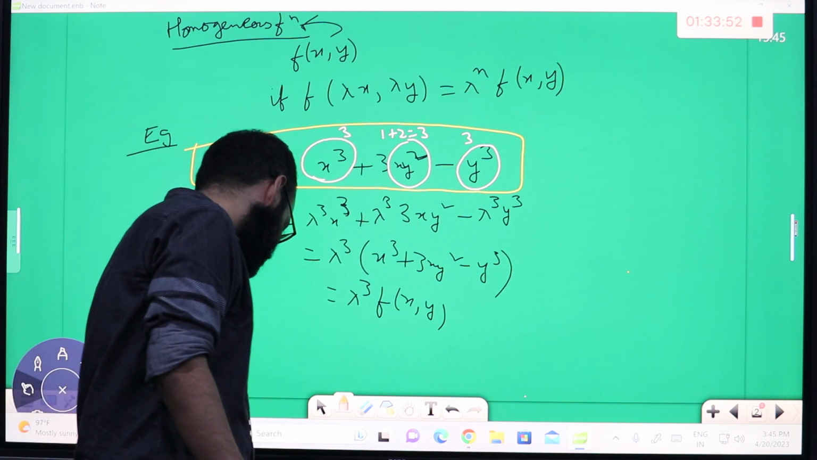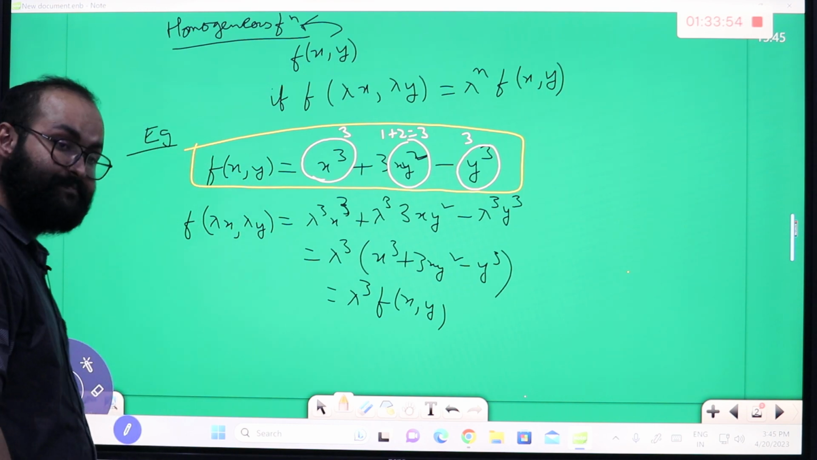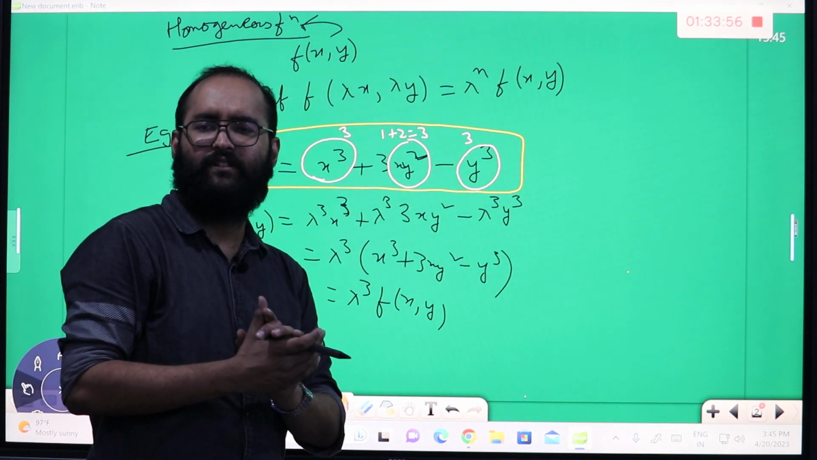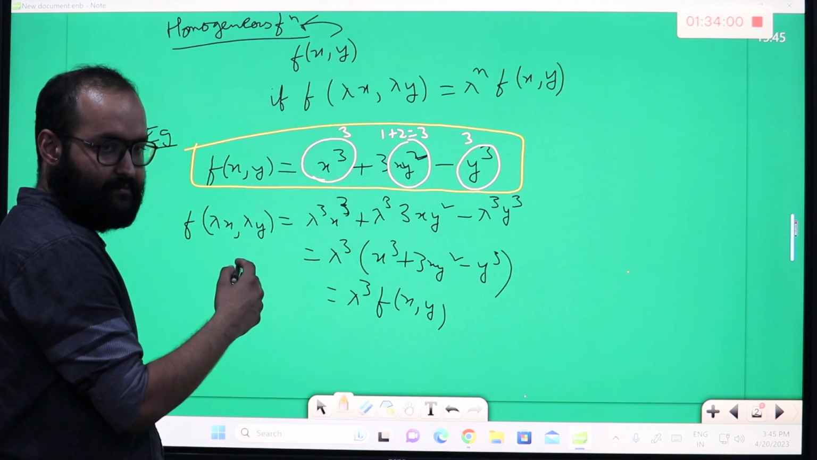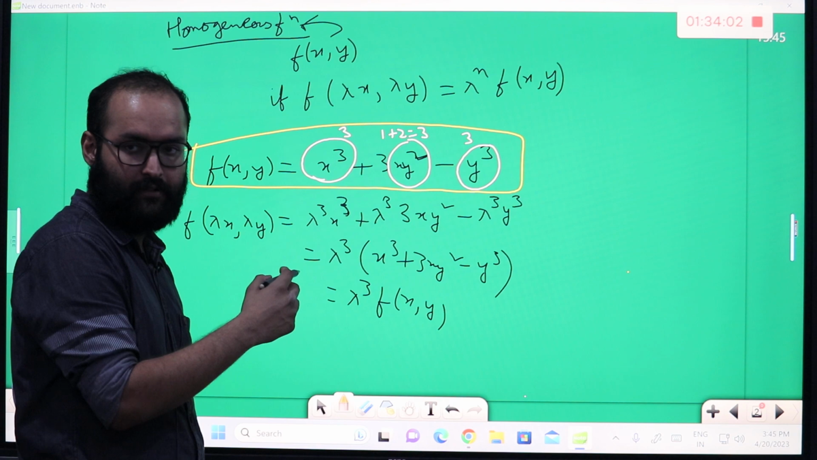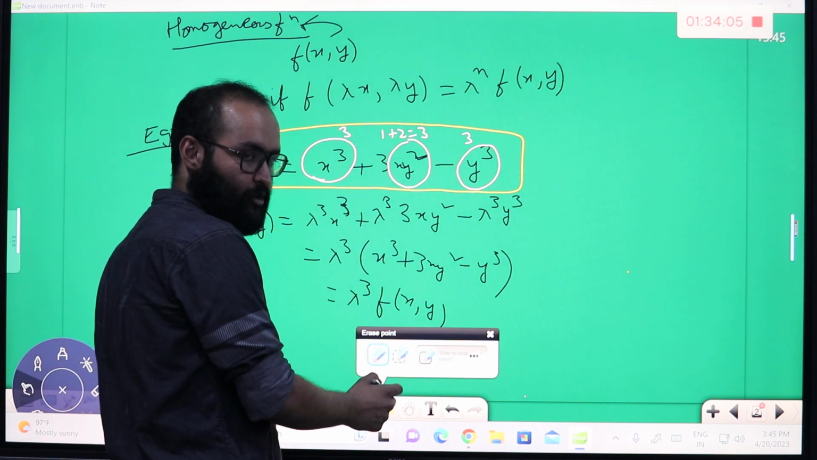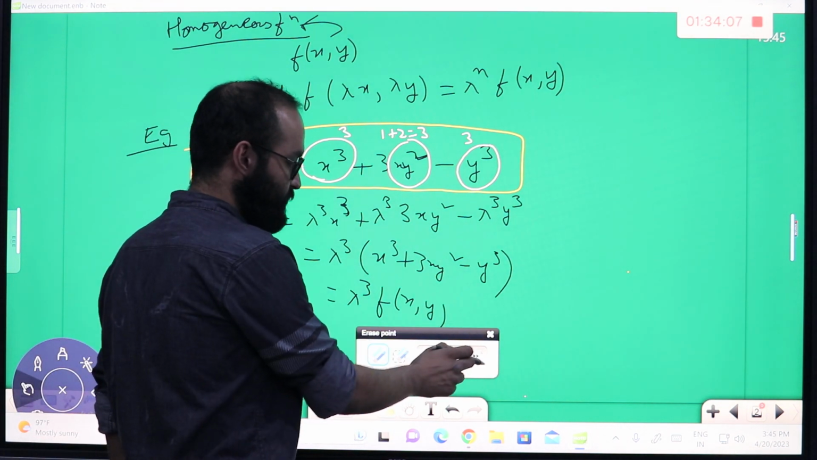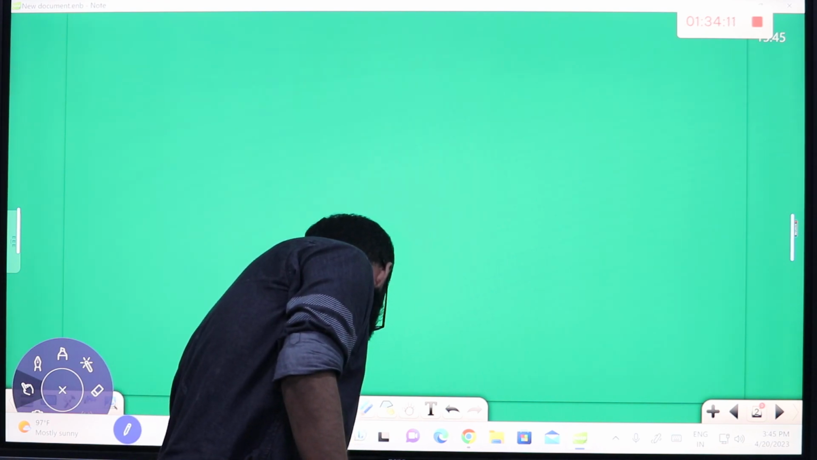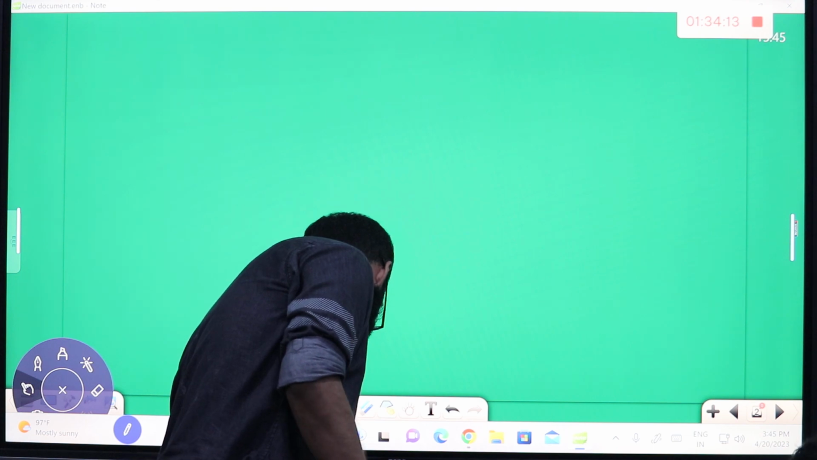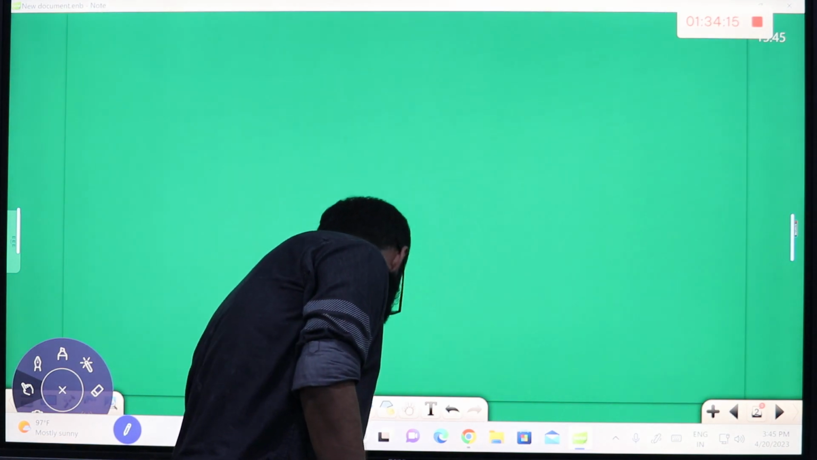Clear? Is homogeneous function clear to everyone? Is there any doubt? Okay, very good. Noted? Can I erase the board? Aryan, noted? Show it to Bharat. Noted? Very good. Okay.